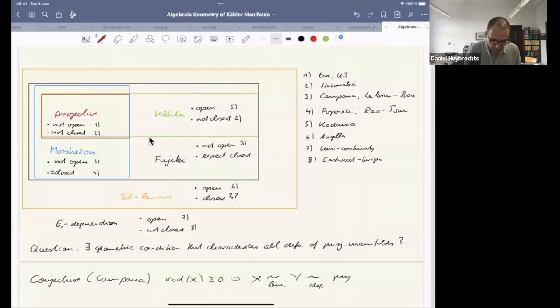Maybe I should add one more thing here. We started out with projective manifolds, and then we generalized this to Kähler manifolds and to Moishezon manifolds. And there were two reasons for this. The reason to add Kähler manifolds was that we needed the small deformations of projective manifolds, it's an open condition. And then the other generalization was needed in order to get closed. This generalization from projective to Moishezon happens again here from Kähler to Fujiki. And this arrow from projective to Kähler is the same passage as from Moishezon to Fujiki.